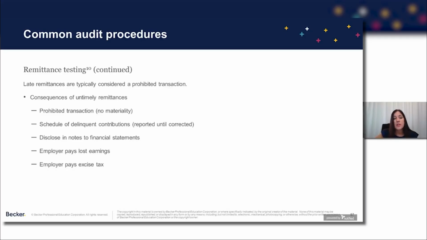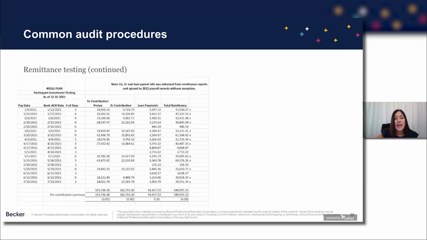Those are the consequences of the untimely remittances that I've mentioned a couple times. It's a prohibited transaction. It has to be reported on the supplemental schedule of delinquent contributions, has to be disclosed, lost earnings, and excise taxes have to be paid.